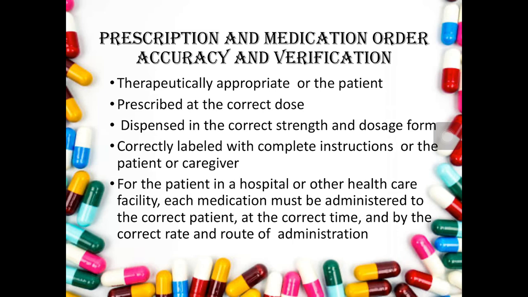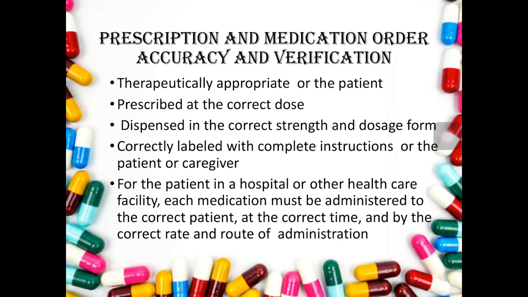For the careful reading, the medication should be therapeutically appropriate for the patient. Prescribed the correct dose. You can check this one by doing calculations. Dispense in the correct strength and dosage form. This is when you could check for the importance of patient identification, because you know if the dosage strength and the dosage form would be appropriate for the patient. Correctly labeled with complete instructions to the patient or the caregiver. Labeling the medication is important so that if the patient is an outpatient, they could take the medication correctly.